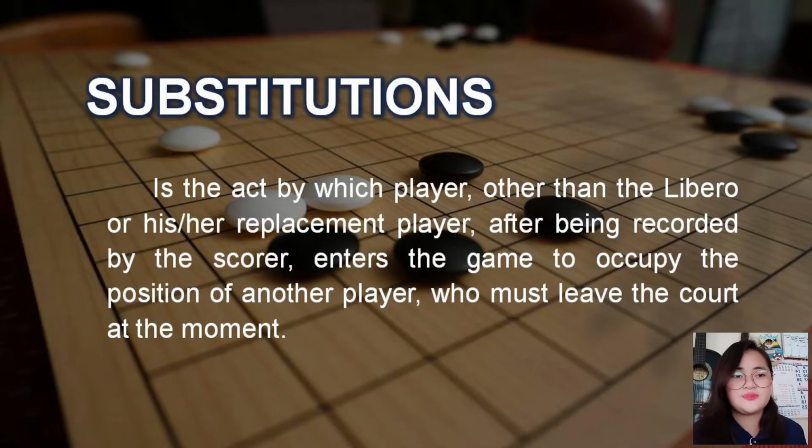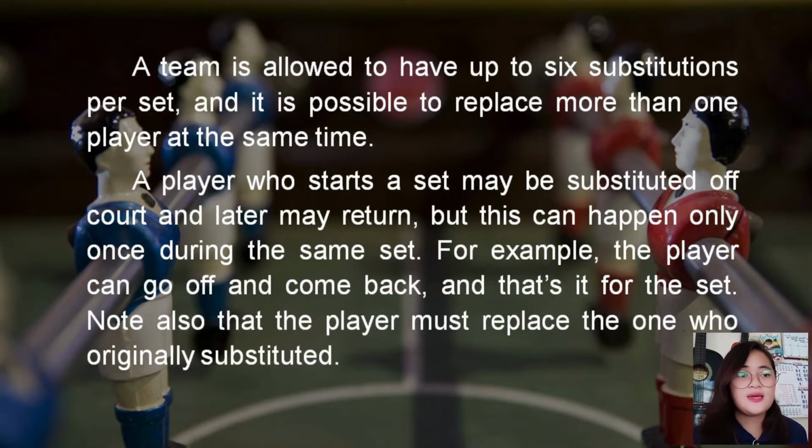Next, we have substitution. What do you mean by substitution? Substitution is the act by which a player other than the libero or his or her replacement player, after being recorded by the scorer, enters the game to occupy the position of another player who must leave the court at that moment. A team is allowed up to 6 substitutions per set, and it is possible to replace more than one player at the same time.